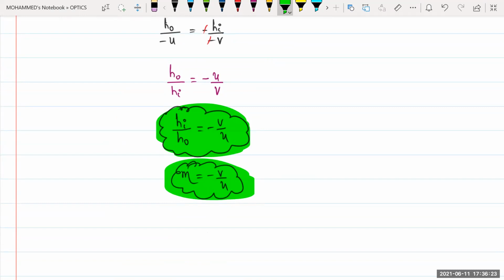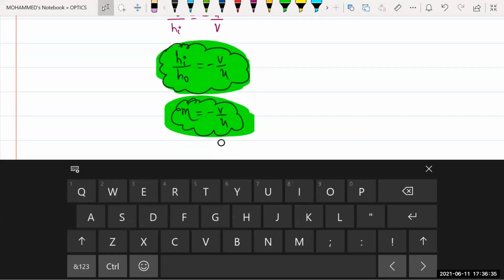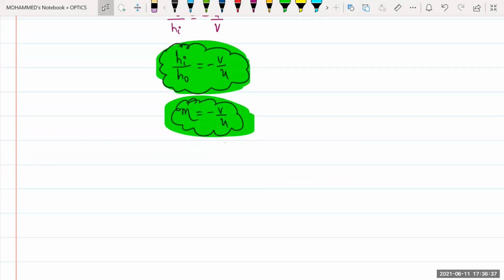v is the image distance and u is the object distance. And what is the sign convention? All the distances are to be measured from the pole of your mirror, and everything above the principal axis will be positive, and below the principal axis will be negative. Is that clear? Yes, sir. Next one, power.